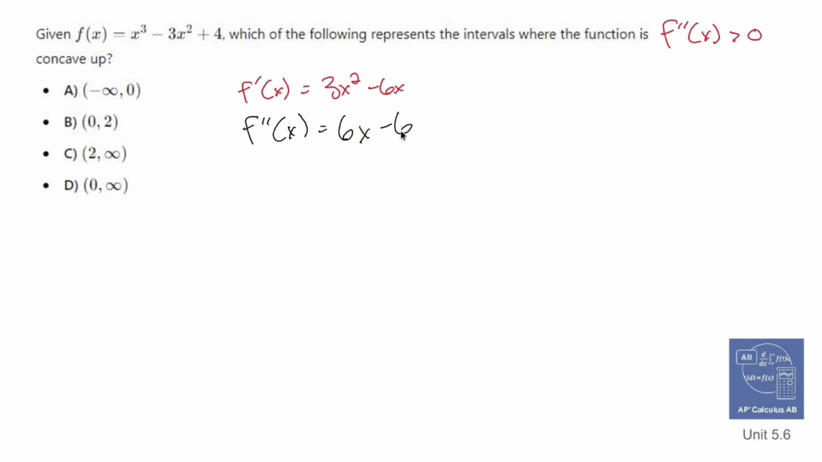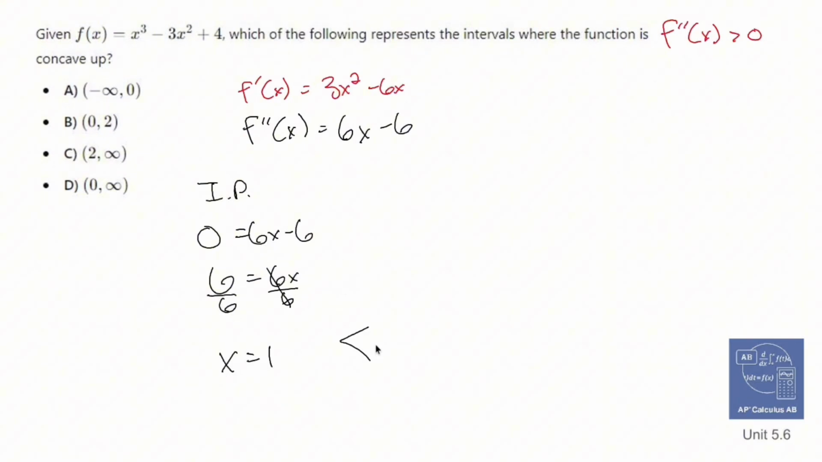Let's take the second derivative, and f double prime of x is going to be, power rule, 6x minus 6. Now what we have to do is find our inflection points, and that's done by setting it equal to 0. So 6x minus 6 equals 0. Add 6 to both sides, divide by 6, and my inflection point is going to be x equals 1. Now remember, inflection point means a change in concavity. So I'm going to make a sign chart for f double prime. I'm going to pick numbers like 0 and 10 and plug them into this formula to see if I get a positive or a negative number.